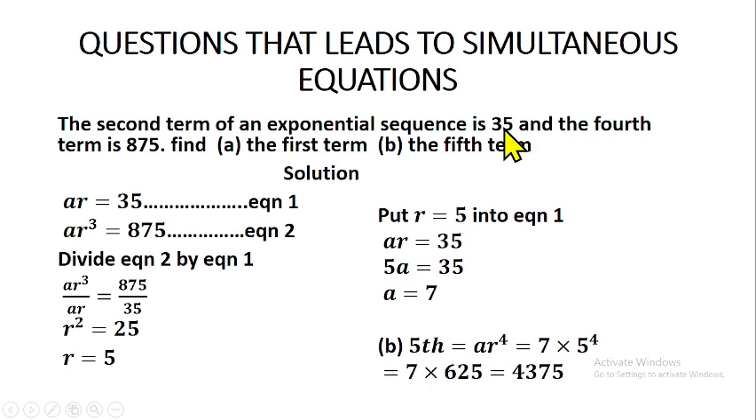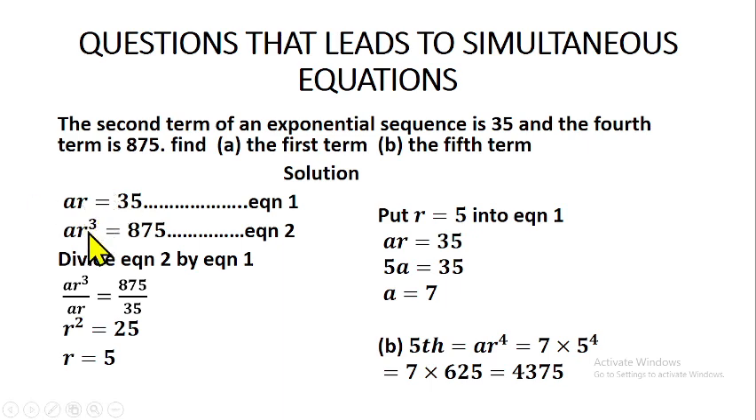How do we write the second term of a GP? Second term of a GP is AR. Then it equals 35. You can call that equation 1. And the fourth term is 875. So what is the fourth term of a GP? AR raised to power 3 equals 875. You can call that equation 2. So we can now solve equation 1 and equation 2 simultaneously.